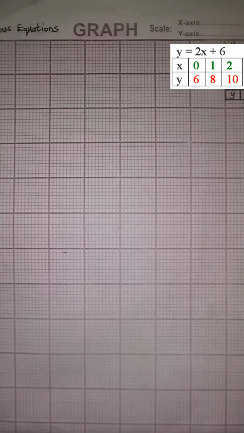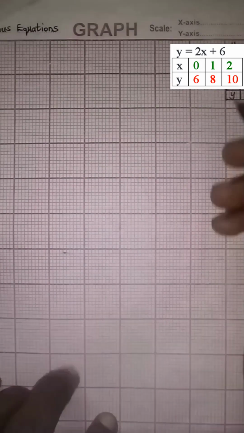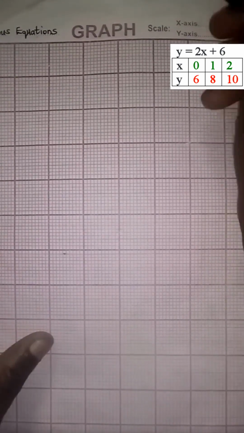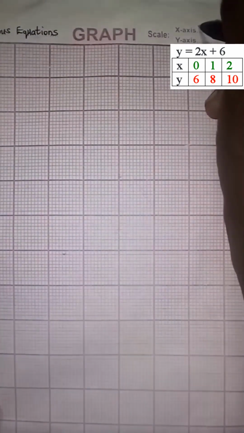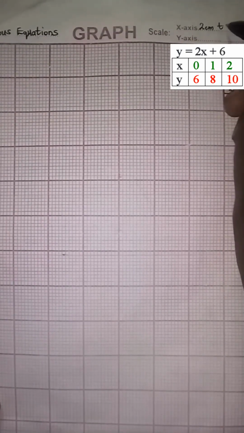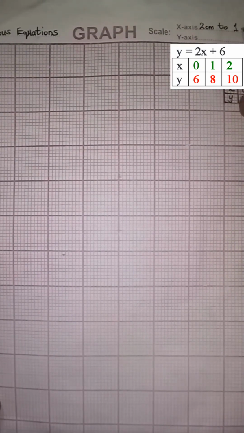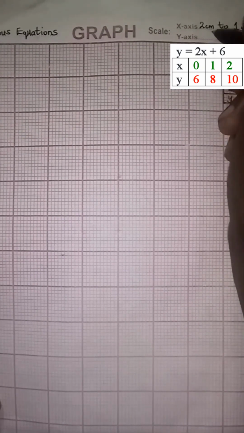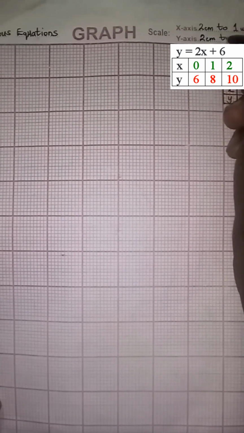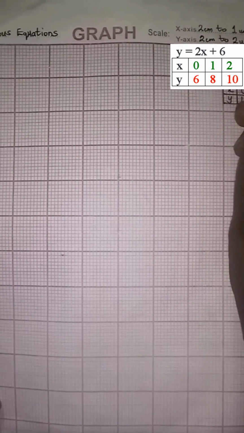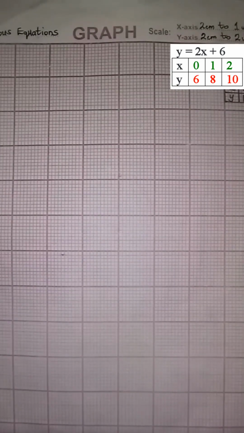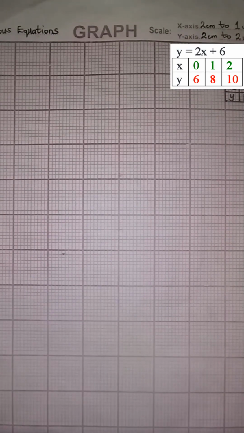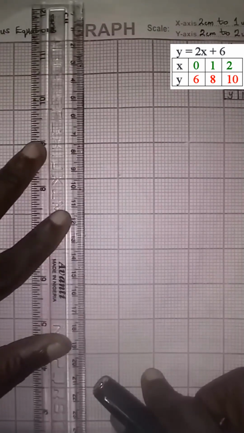Then based on our values, we are going to draw the axis. We choose a scale, then draw the axis. Now, based on the values in our table, a scale of 2 centimeters to 1 unit on the x-axis will be okay. So on the x-axis, 2 centimeters will represent 1 unit. Then on the y-axis, a scale of 2 centimeters to 2 units should be okay, based on the values we obtained in our tables. Now, we draw the axis, which might be close to the middle of the graph book.